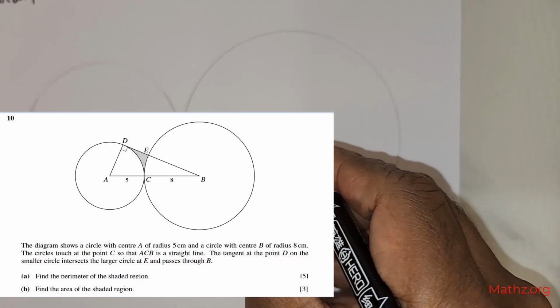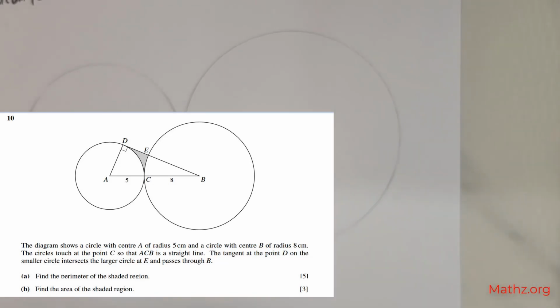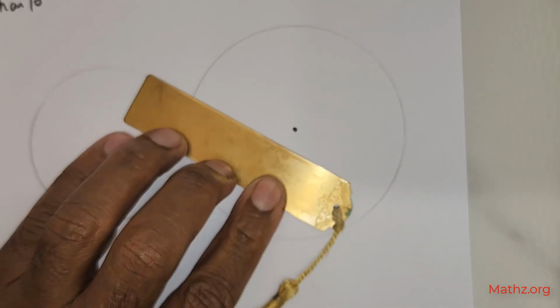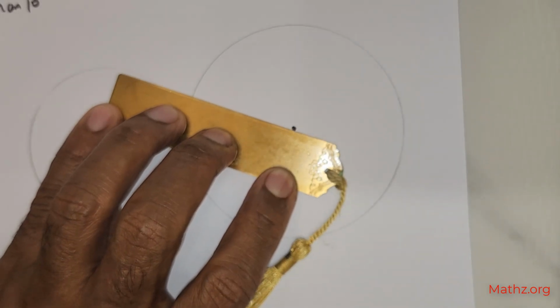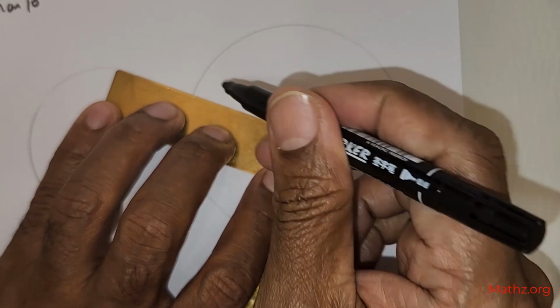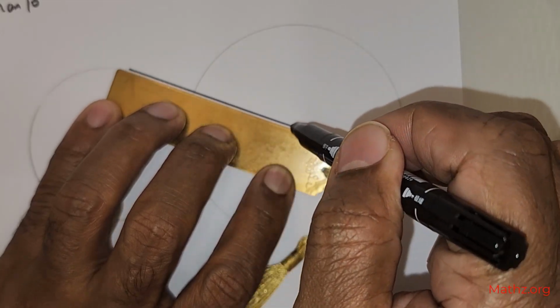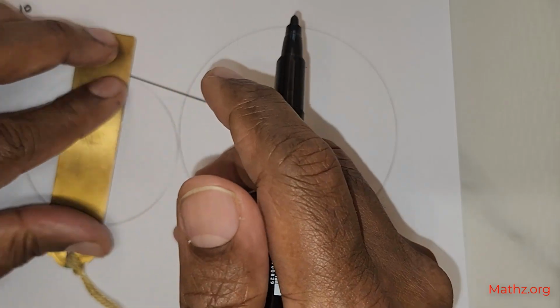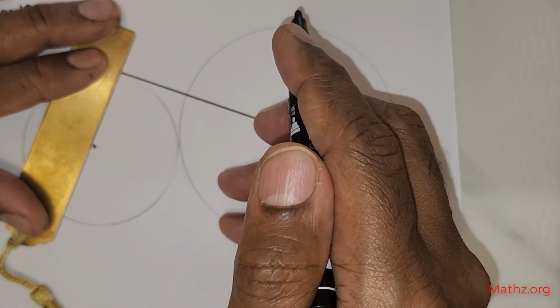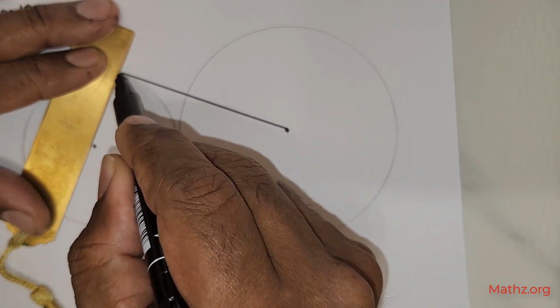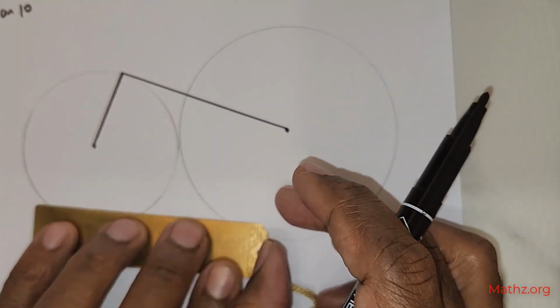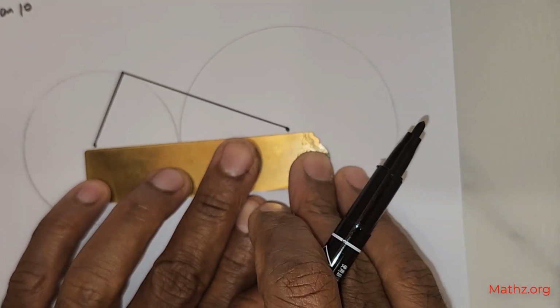So there is a point of contact between these two circles, and there is a tangent line which is hitting the smaller circle, and we have a triangle being completed. So you have a region like this.